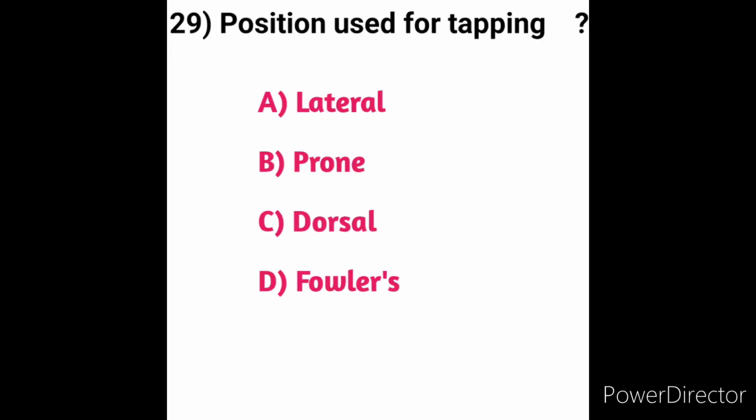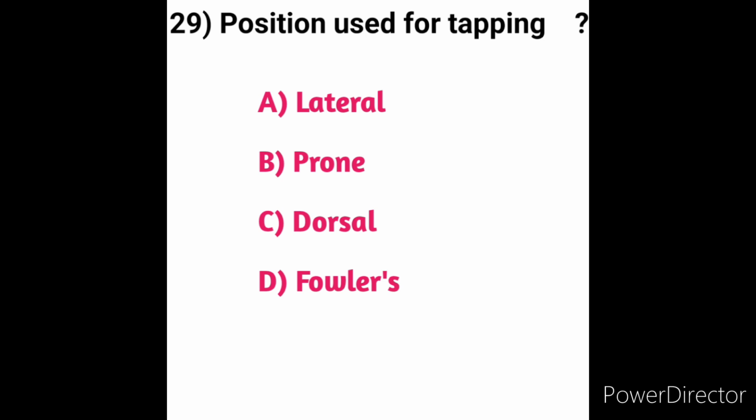Which position can we use for tapping? We will see the options. Option A lateral, option B prone, option C dorsal, option D Fowler's position. The preferred tapping point locations are on either side of the horizontal line, but can be at any other position within 45 degrees on both sides of the horizontal line. So here the position used for tapping is Fowler's position.